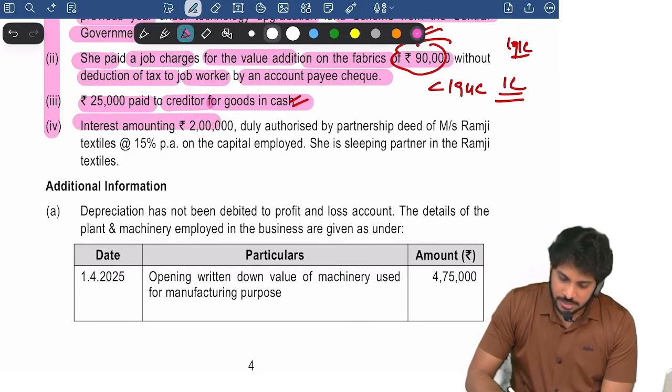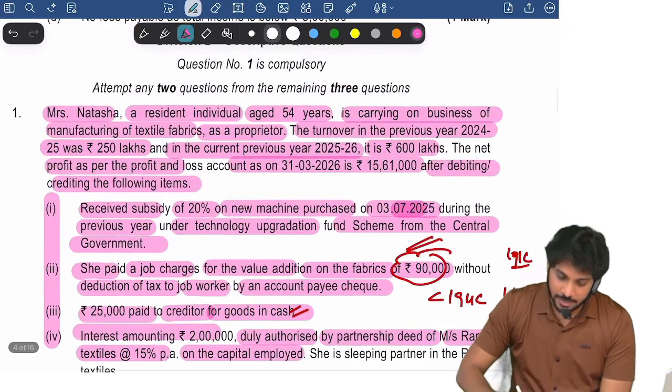Interest amounting to 2 lakhs, duly authorized by partnership deed of Mrs. Ramji Textiles as 15% per annum on capital employed.